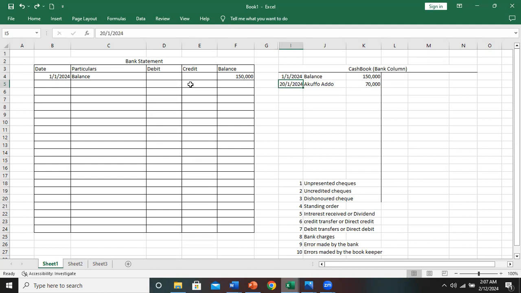So this check will be deposited into the bank so that the bank will credit it. Remember, when the bank credits, it means they are adding to our balance. Okay. But what we are saying here is that this check has not been credited by the bank. So it means that your bank statement will show 150 while your cash book is showing 220. If the check had been credited, the bank statement would have also shown 220,000. So that is for the uncredited check. The bank has not credited it. I hope that is okay now.